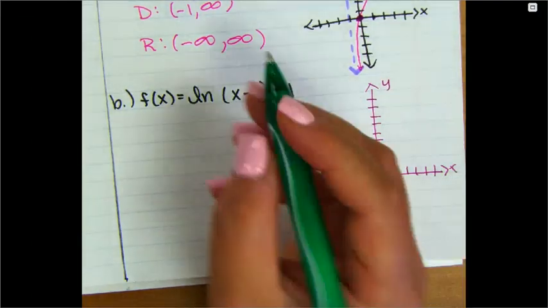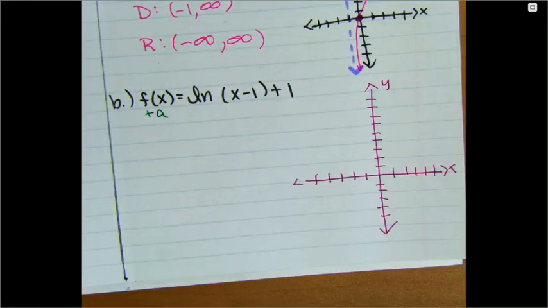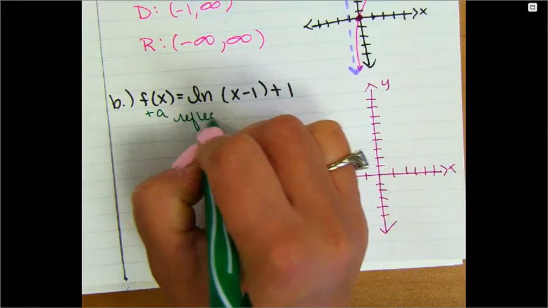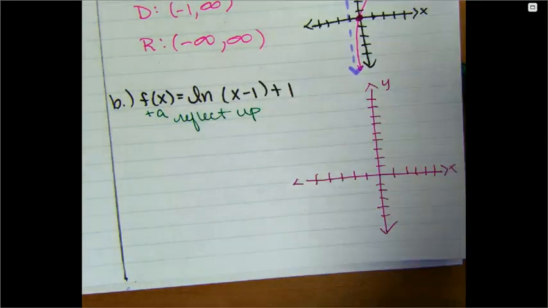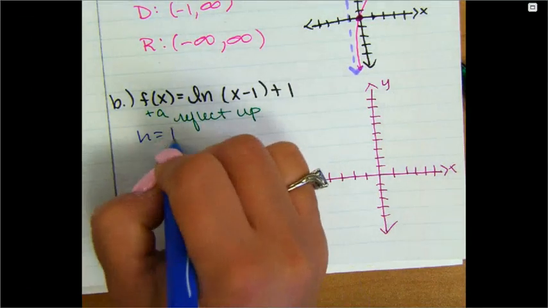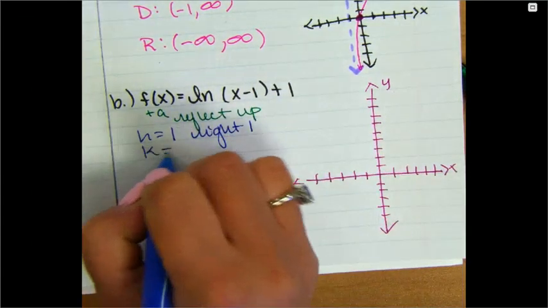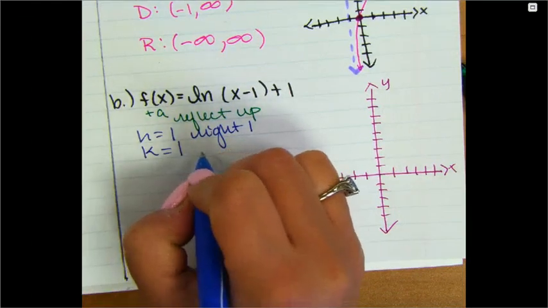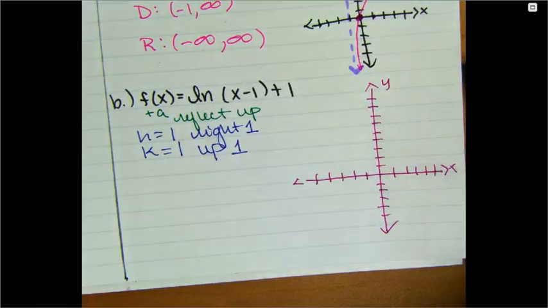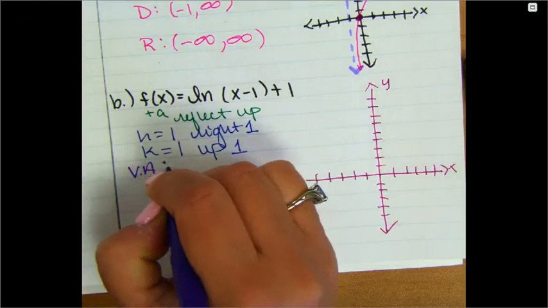All right, A is what? Positive or negative? Positive. Reflect up or down? H is what? Positive or negative? Left or right? Right. K is what? Left, right, up or down? Good. Vertical shift or vertical asymptote? Vertical asymptote. What's your vertical asymptote?